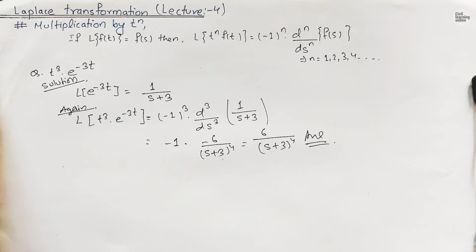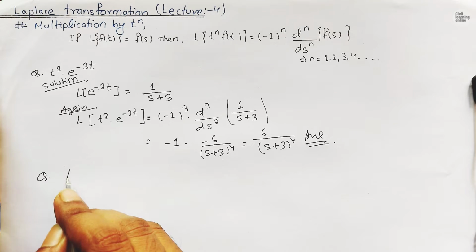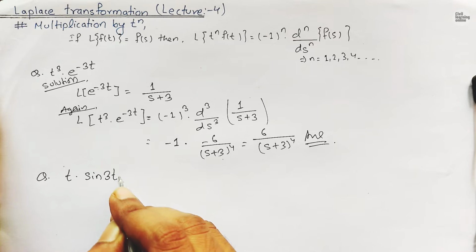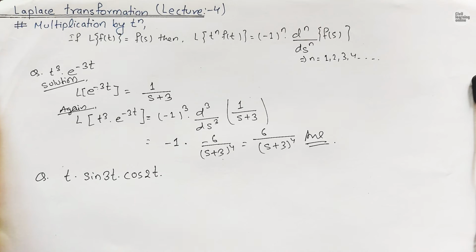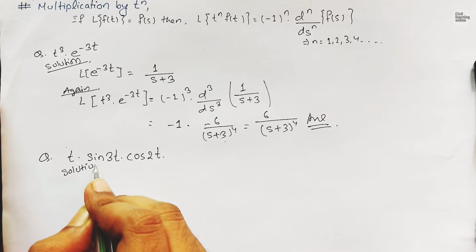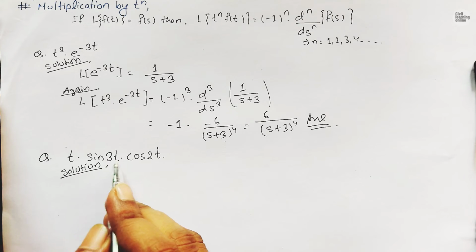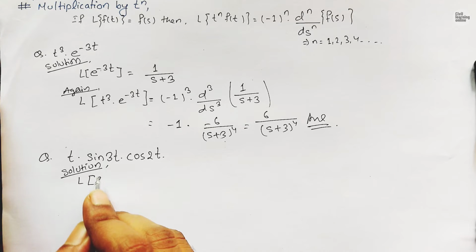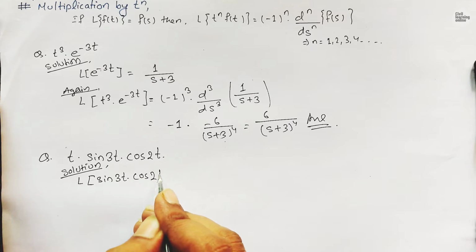Now let's move toward the solution of the second numerical example, that is the question t times sine 3t times cos 2t. So write down the solution, and first of all let us find the Laplace transformation of sine 3t times cos 2t. So we know that Laplace transformation of sine 3t times cos 2t.